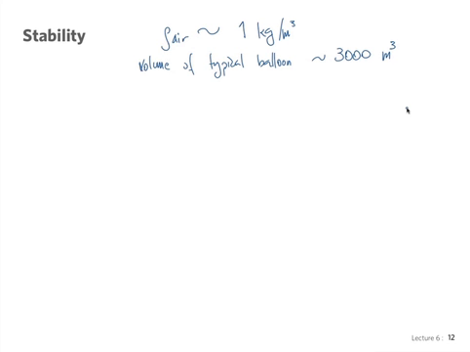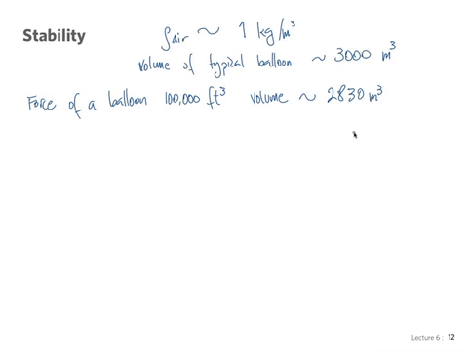Unfortunately, I didn't find these exact values. I found some actual values of some balloons that are going to be more useful to calculate the lift generated by the buoyancy force, in this case, of a balloon that in particular has 100,000 cubic feet of volume, which is not exactly 3,000, but it's very close, 2,830 cubic meters of dry air.